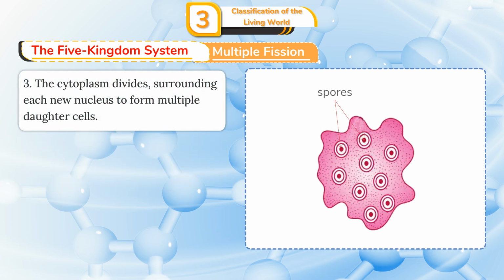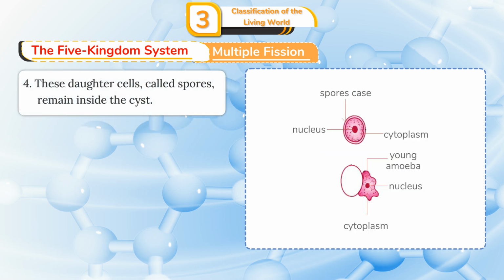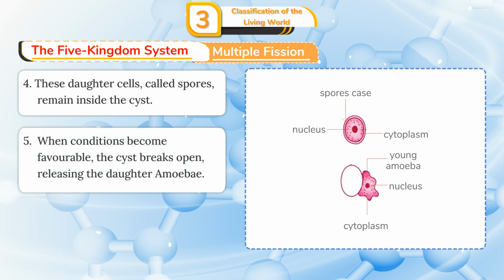3. The cytoplasm divides, surrounding each new nucleus to form multiple daughter cells. 4. These daughter cells, called spores, remain inside the cyst. 5. When conditions become favorable, the cyst breaks open, releasing the daughter amoeba.